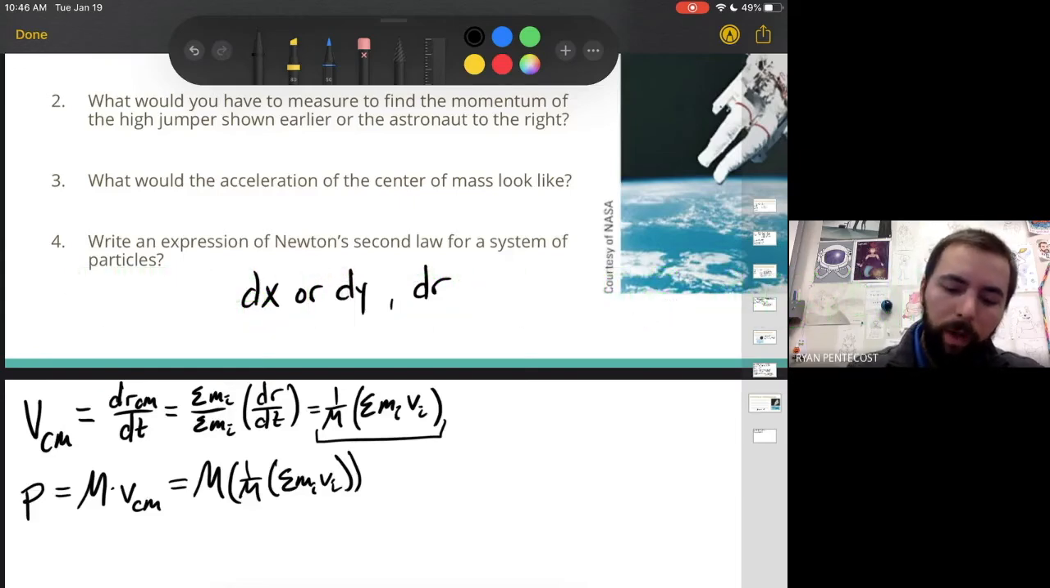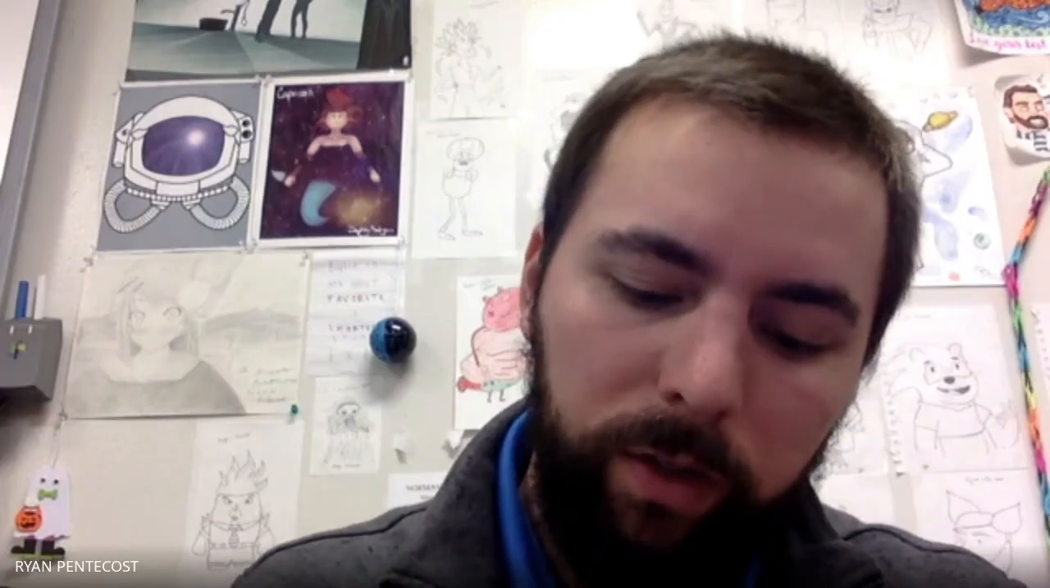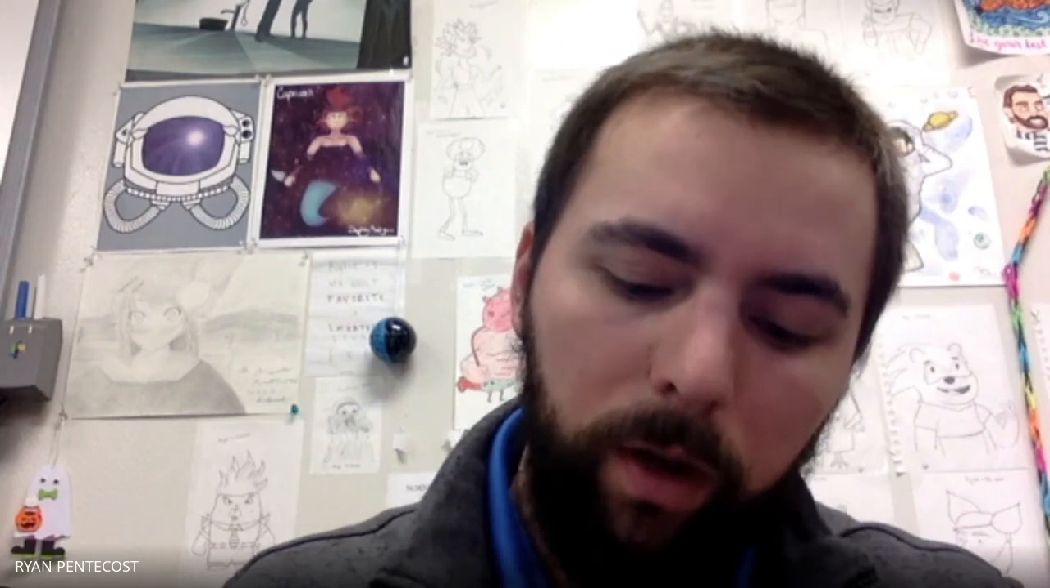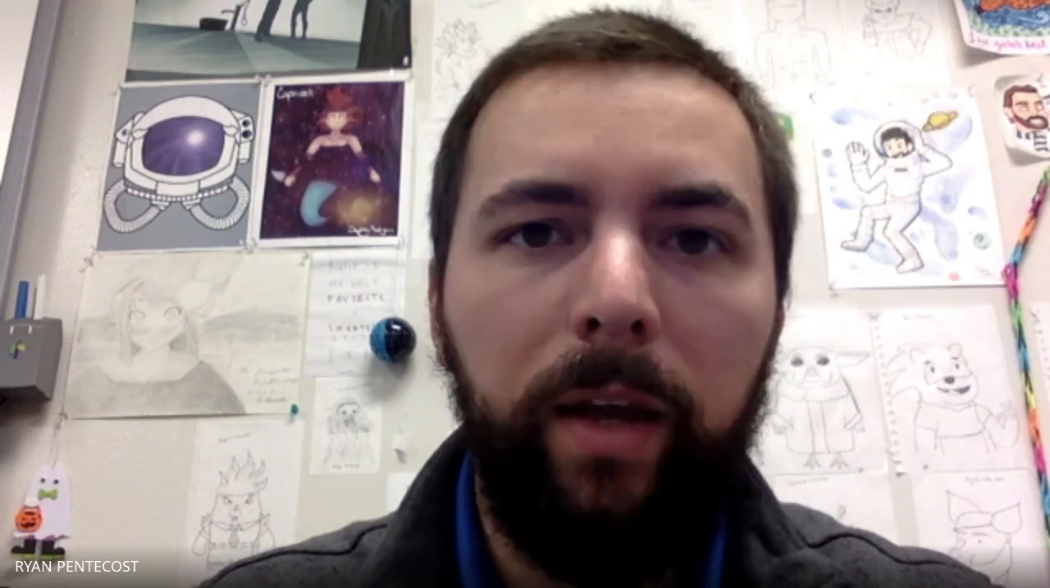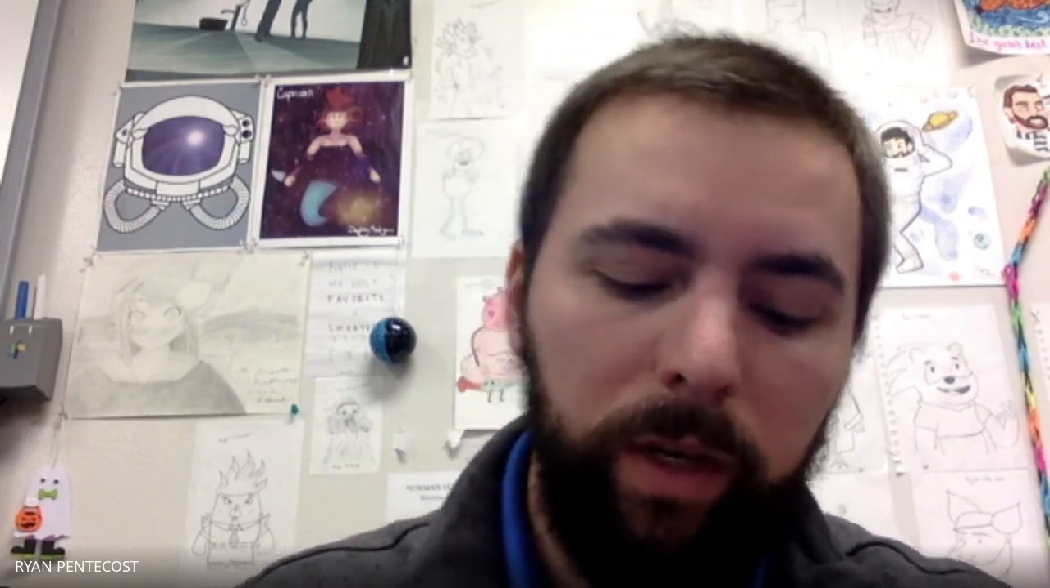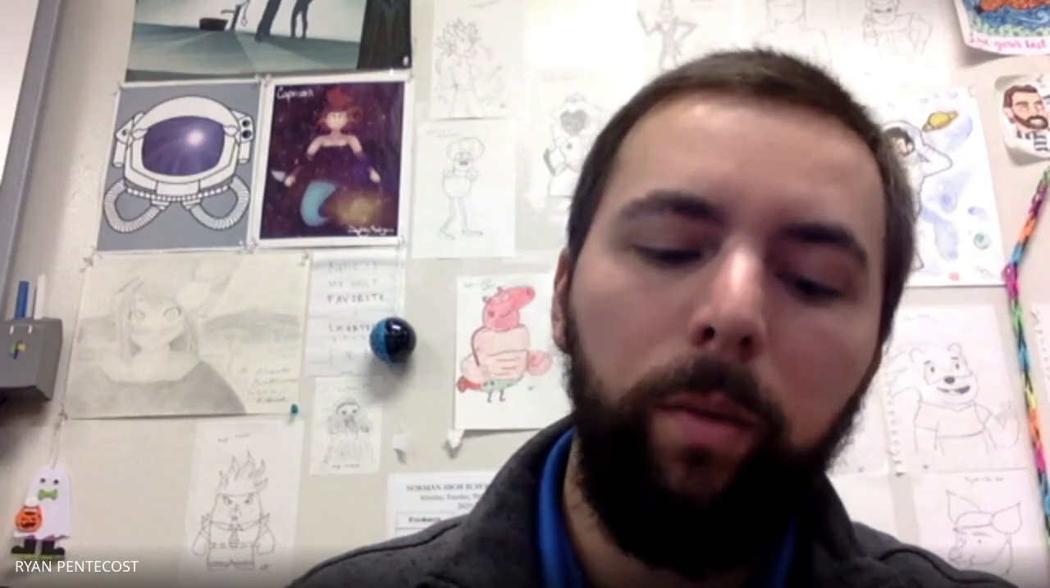So that m over m will cancel, and then you just have the summation of the mass of all particles times the velocity of the center of mass. Basically it says that if you take all the mass multiplied by the velocity of the center of mass, you will get the total linear momentum of a complex object.